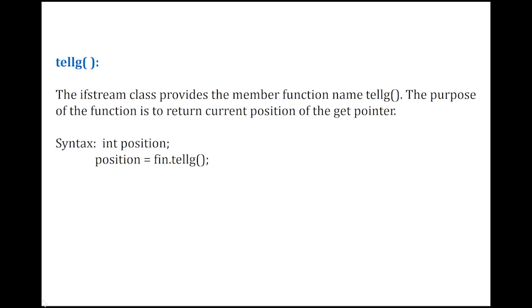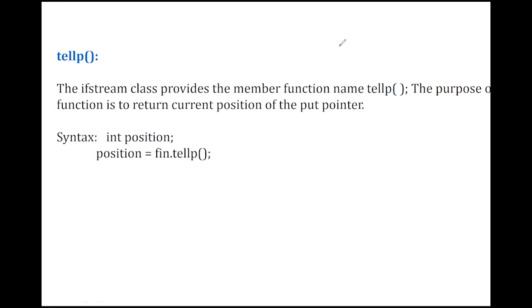Similarly, we have something called tellp. Now what does this do? You would have guessed already that this will tell me the position of the put pointer. See here, the ofstream class provides the member function tellp. The purpose of the function is to return the current position of the put pointer. So here also I am going to declare a variable called position, and store the position of my put pointer in this variable using the tellp function. This tellp method will tell me where my put pointer is pointing currently in the file.